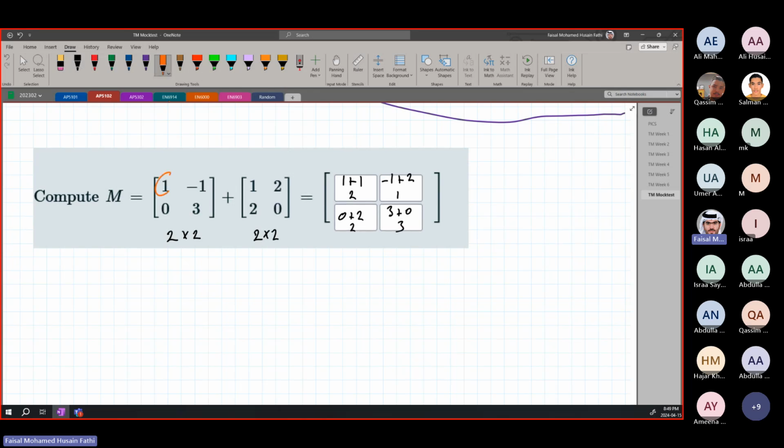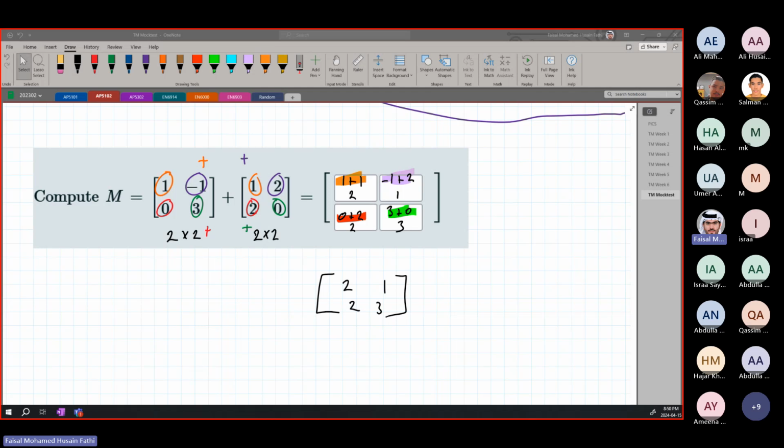Meaning, what am I doing? I'm adding this with this. Then I'm doing this and this. Then this and this. Then this and this. And I'm adding them to each other. That's what I'm doing here. All right? That's all it is. So this is just 3 plus 0 from here. This is 0 plus 2 from here. This is 1 plus 1 from here. And this is negative 1 plus 2 from there. Okay, so this is our final matrix. Our final matrix is 2, 1, 2, 3. All right, simple addition.